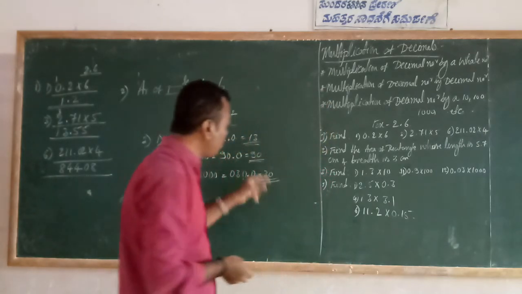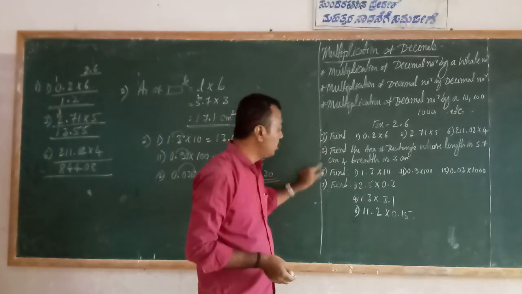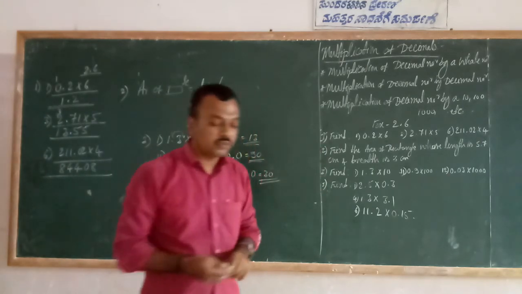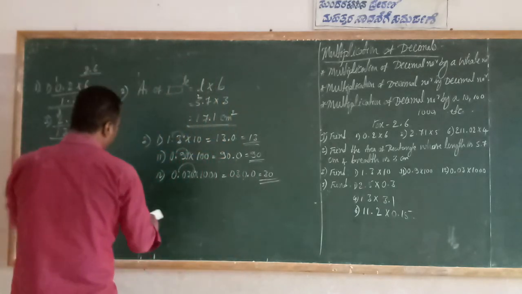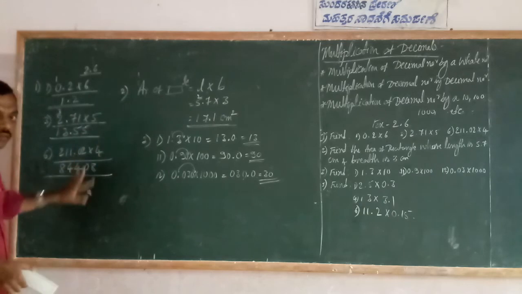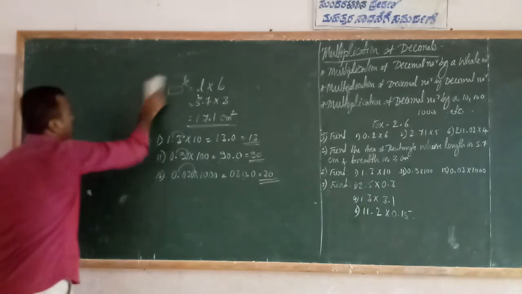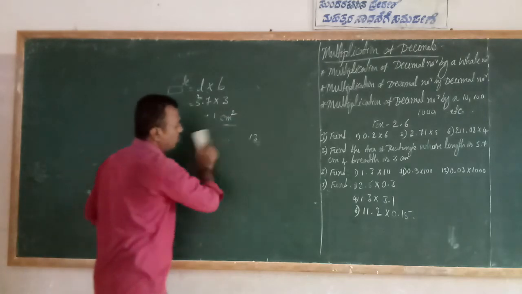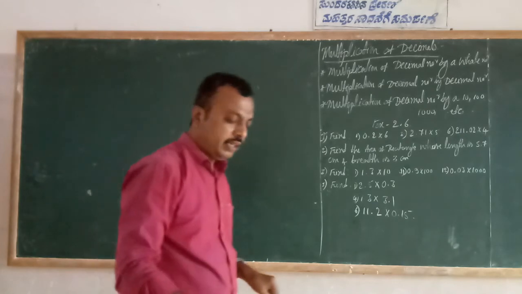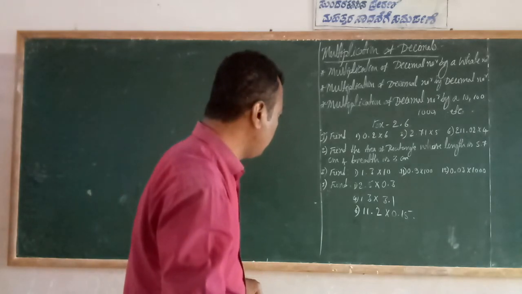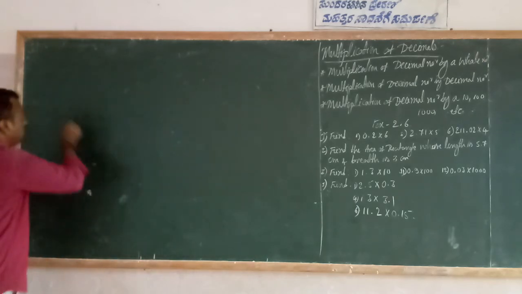So the next, fourth question, is like this only. You have to multiply that. So next, I will come to the fifth question. 2.5 into 0.3. The remaining questions in your textbook, you have to solve in a row. Okay, students? So next.